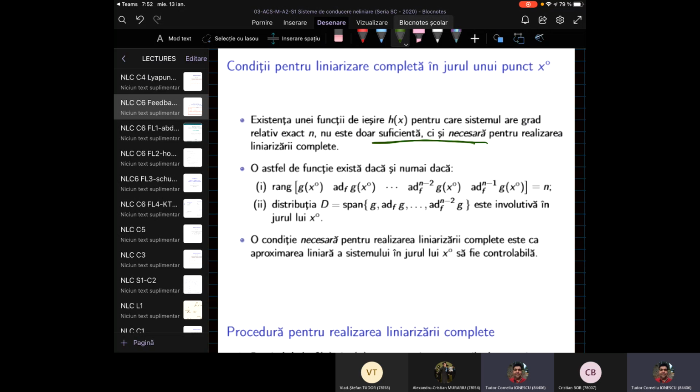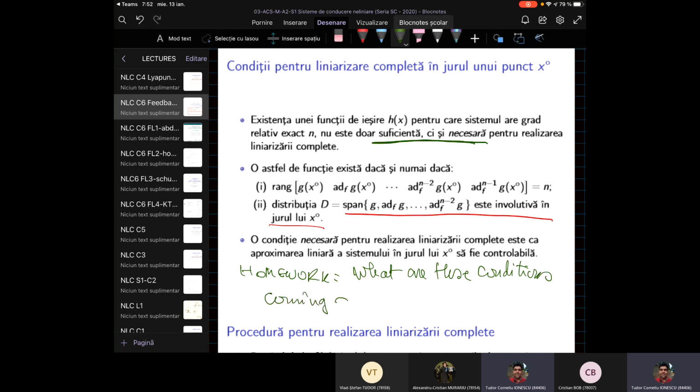When do we have such a function? Such a function exists when these conditions are fulfilled. Note that here you have an involutivity condition, an invariance condition, like you do in the linear case. Okay. I would really like to ask you, what are these conditions, for linear systems? Homework. It's probably about the controllability, right?